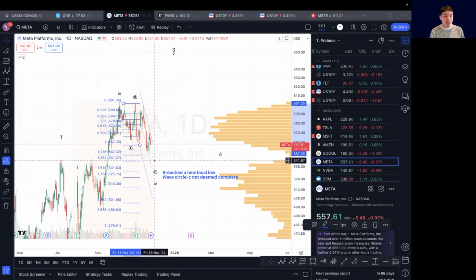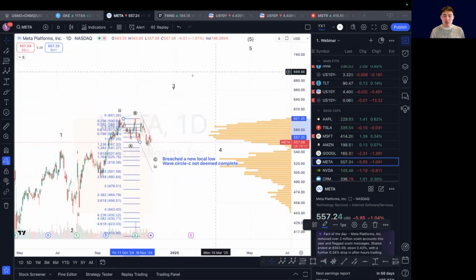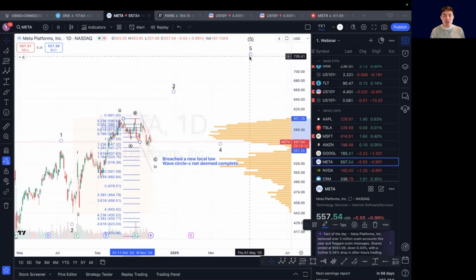It could travel down to 540 potentially, which actually isn't a bad entry point to target this wave 5. So I'm just going to watch the price action develop a bit more to decide whether we should put on a trade or not at this moment. My conclusion is that the medium-term trend is still up. I still can see the stock going past 700 at some point. Just the very short term, we're still seeing a lot of corrective action in the price.